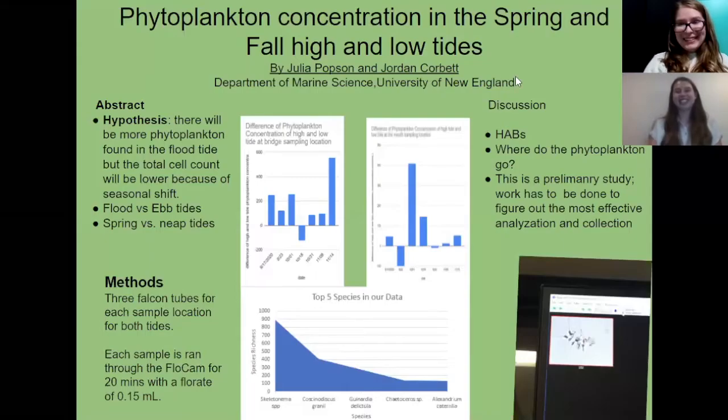Hi, I'm Julia. And I'm Jordan, and we have been doing a research project on phytoplankton concentration going in and out of Biddeford Pool. Our project is titled Phytoplankton Concentration in the Spring and Fall High and Low Tides.